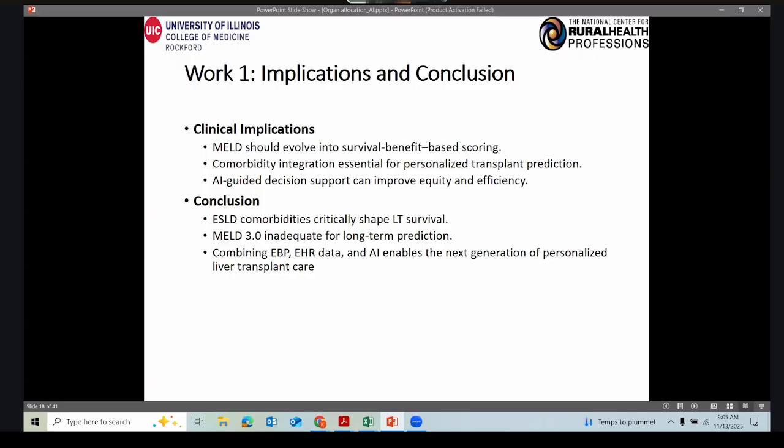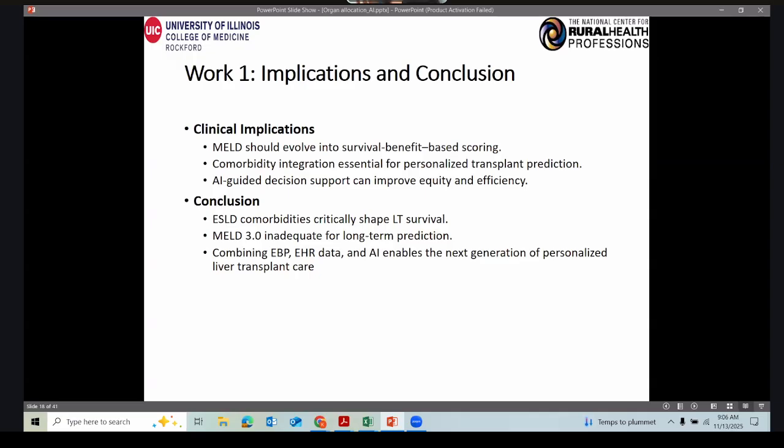So let's wrap up our work. Let's go over the implications and conclusion of this work one study. Start with the clinical implications.